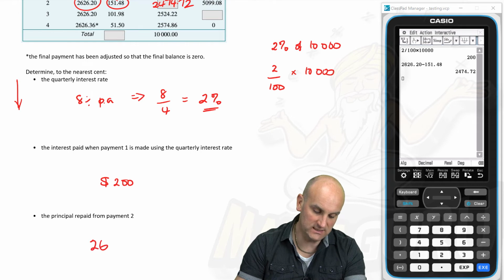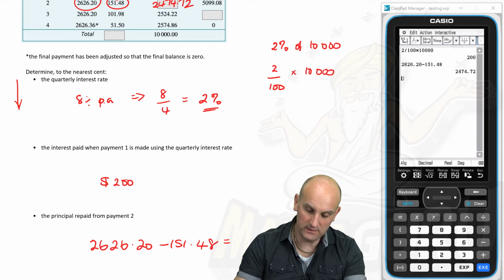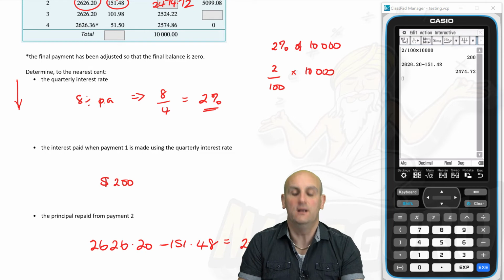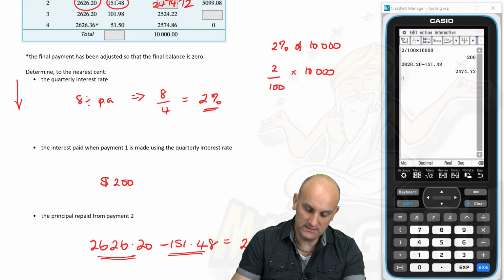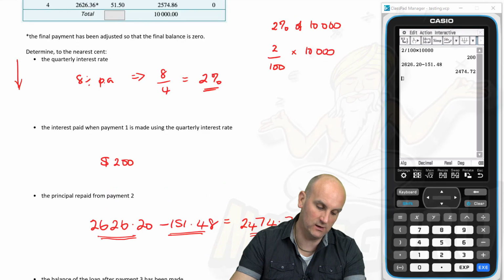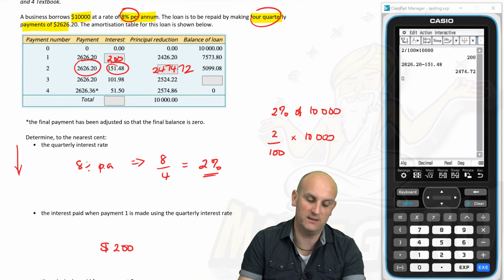So that was 2626.20 minus 151.48, which gives me 2474.72. And again, remember, this is how much we're trying to take off the loan, and this is how much interest they've charged me. And this is what my loan will be reduced by. Let me guess what the next one is. The balance of the loan after the payment 3 has been made.